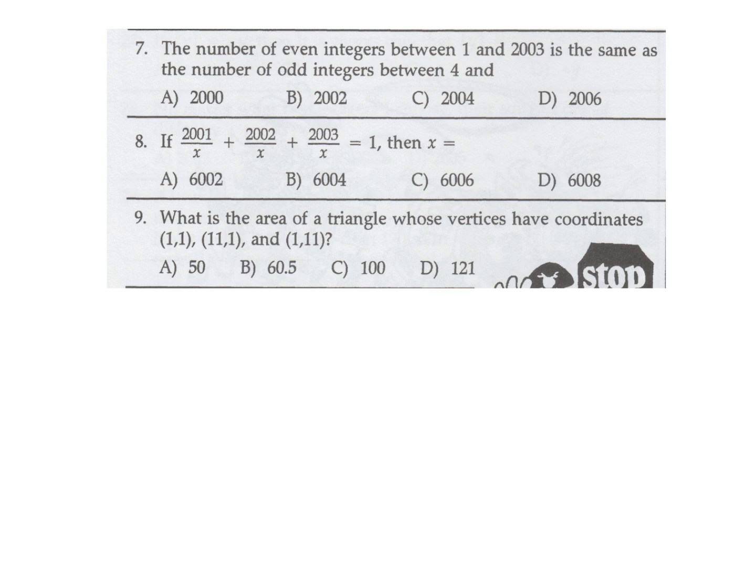The number of even integers between 1 and 2003 is the same as the number of odd integers between 4 and... All right, well, from 1 to 2003, the number of even integers are like 2, 4, all the way till 2002, right? So how many of those guys? I think it's 2002 divided by 2. So there's 1001 even integers between 1 and 2003.